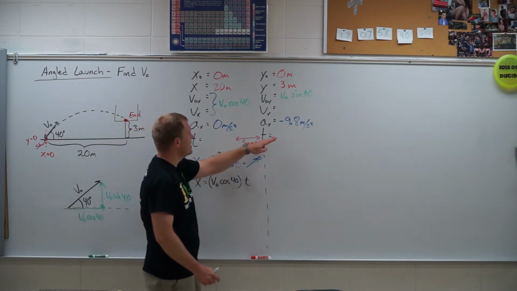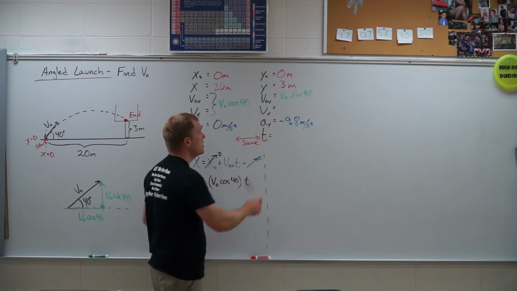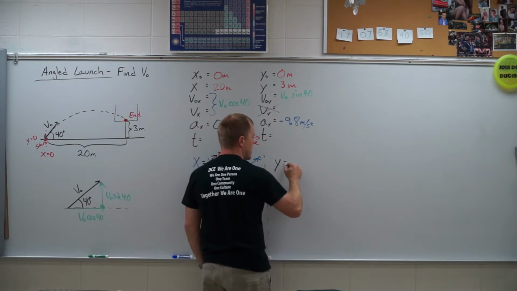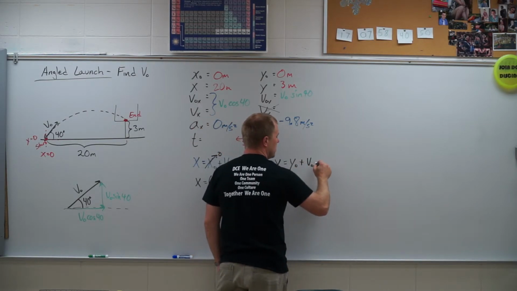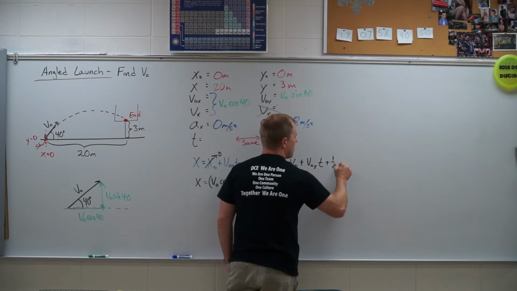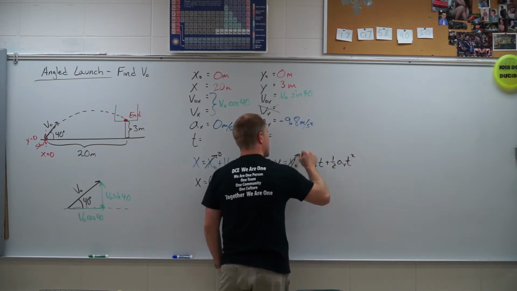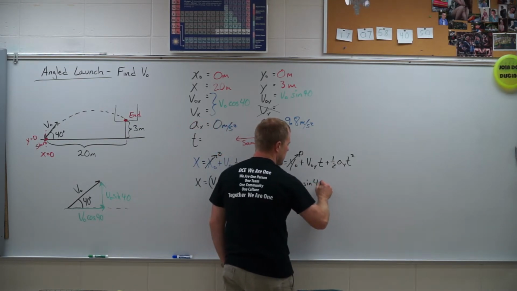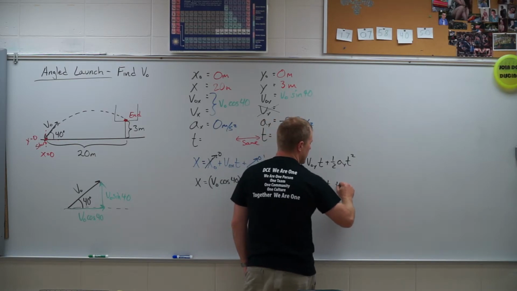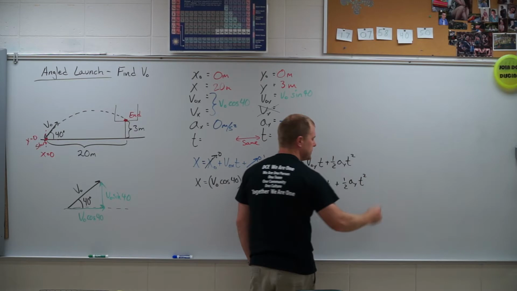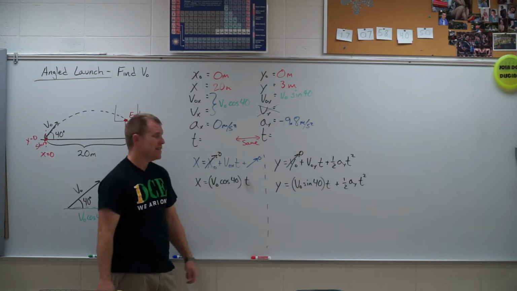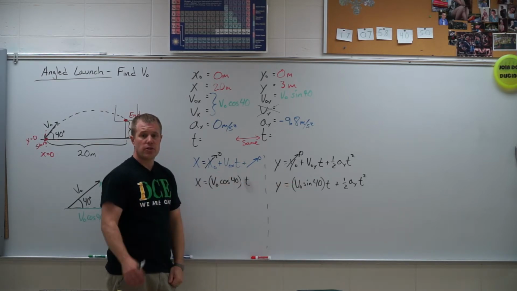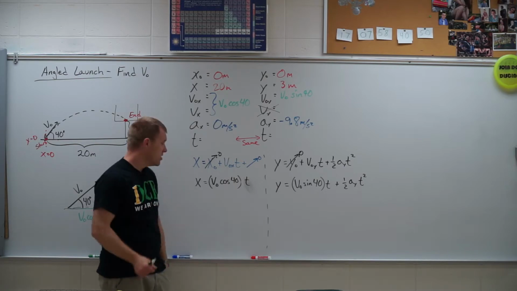I'd like to find time in the y direction, so I pick an equation without the other variable I don't know, and that's equation 2. Same equation: y equals y0 plus v0y t plus 1/2 ay t squared. Crossing out that 0 and substituting in, I get y is equal to v0 sine of 40 times t plus 1/2 ay t squared. Again, I have 2 unknowns, v0 and t. But I can solve this, because I have 2 unknowns and 2 equations. So the rest is going to be algebra. Let's get after this.